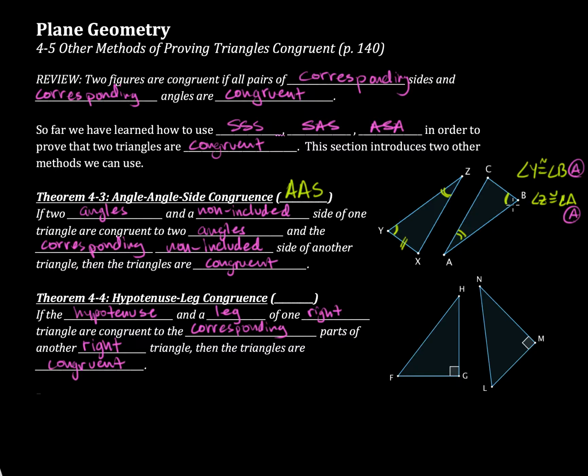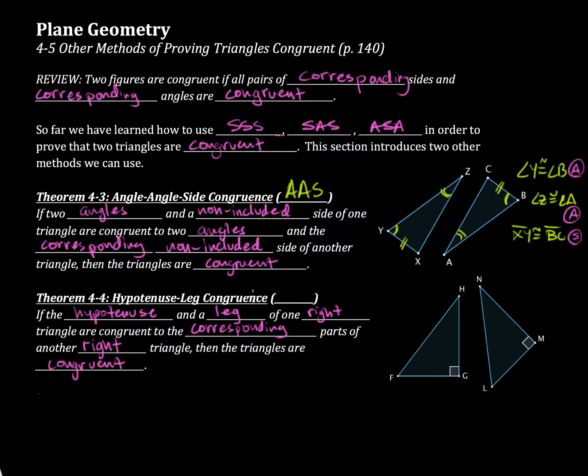So the non-included sides that I would have to pick from would be AC and BC. But which one corresponds to XY? It's BC, right? It's obviously the shorter of those two. So the corresponding non-included sides that are congruent are XY congruent to BC. And there's our other pair of sides. So this is what angle-angle-side would look like in a picture. Two angles and a side that's not between them, congruent to two other angles and the corresponding side that's not between those. And that's angle-angle-side.